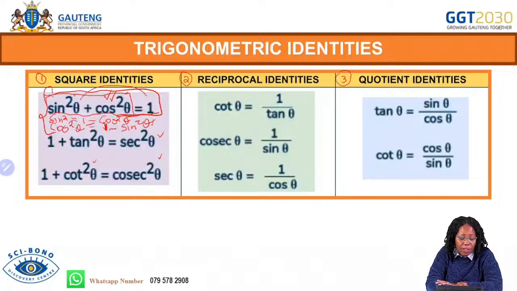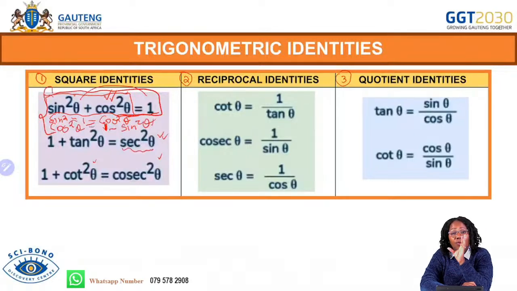The same applies with this one: 1 plus tan squared theta. It must have a square, of which you can remove 1 plus tan squared theta and substitute that with sec squared theta. Or vice versa, you can remove sec squared theta and substitute that with 1 plus tan squared theta. You can play around with it, grade 12. You can take the sec to the right, the tan to the right. It's up to you.